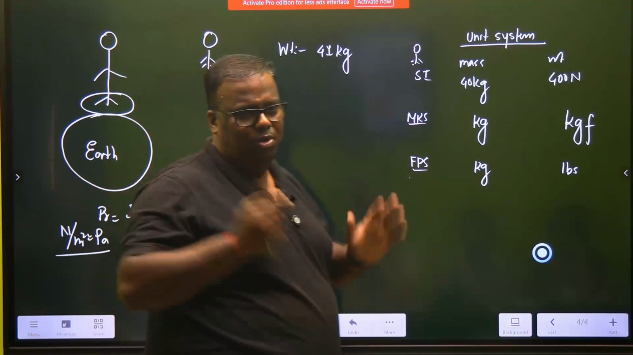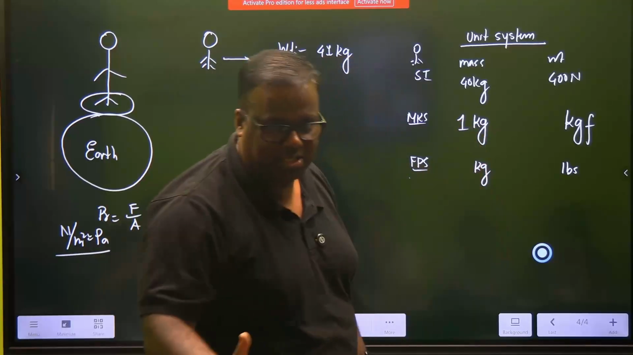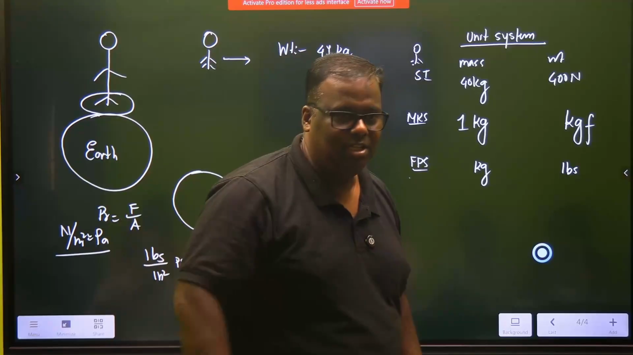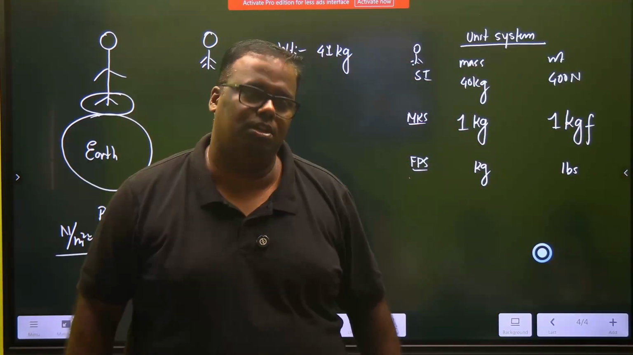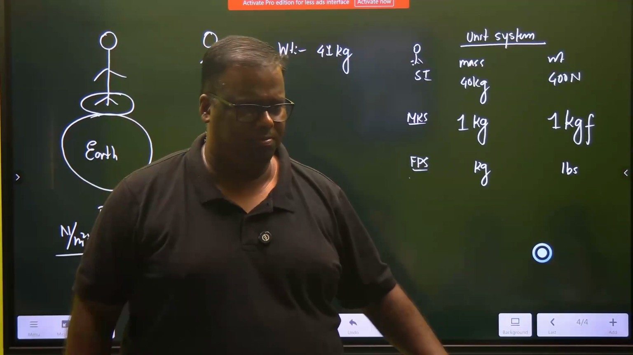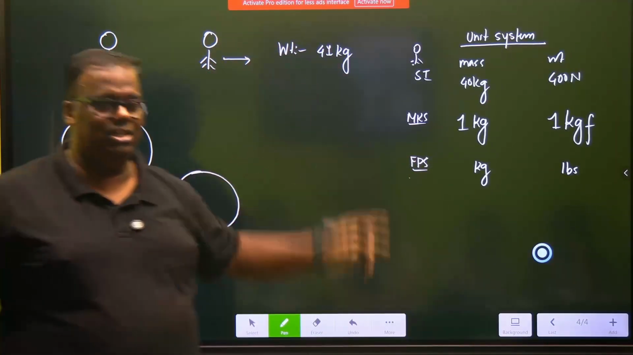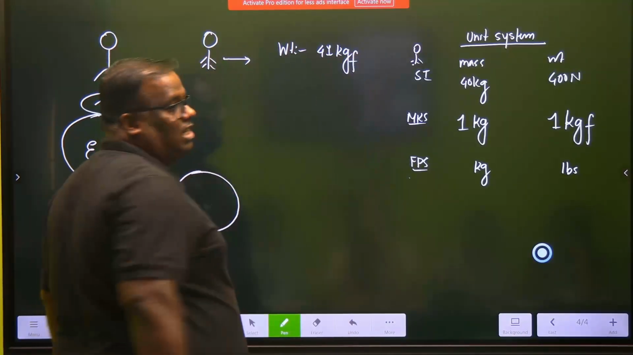MKS has a very simple funda. If a body has a mass of 1 kg, then its weight is 1 kgf. Simple. So when Ryan was reported as 41 kg, ideally the nurse or the doctor should have written this kgf.